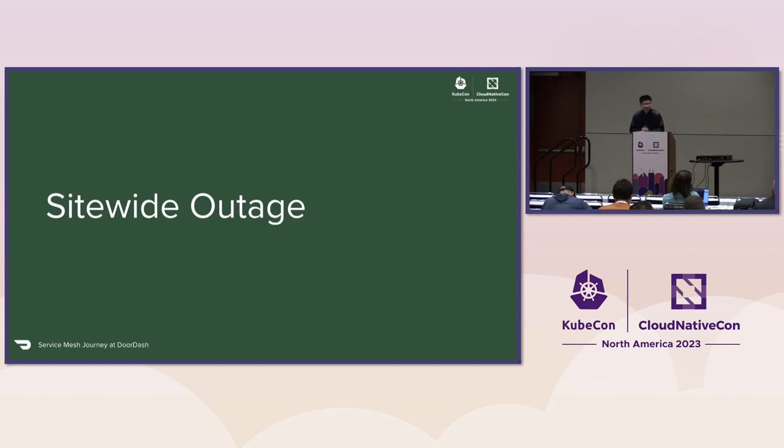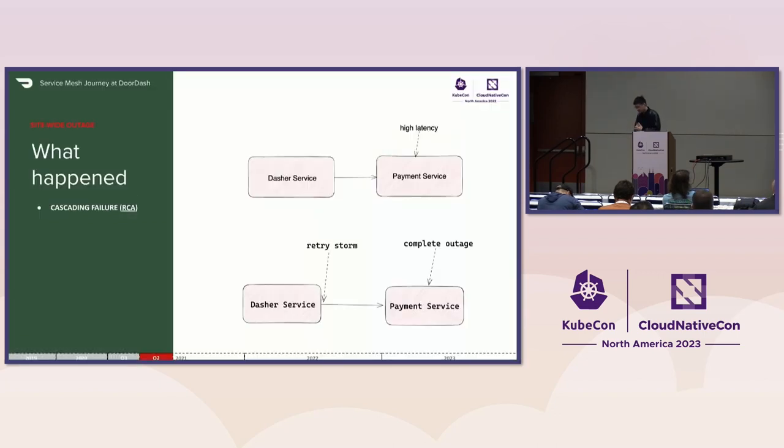So however, I guess a significant turning point occurred on June 19th, 2021. That's when DoorDash experienced a complete outage lasting more than 2 hours. If you are interested in the details, I also linked the RCA in the slides as well.